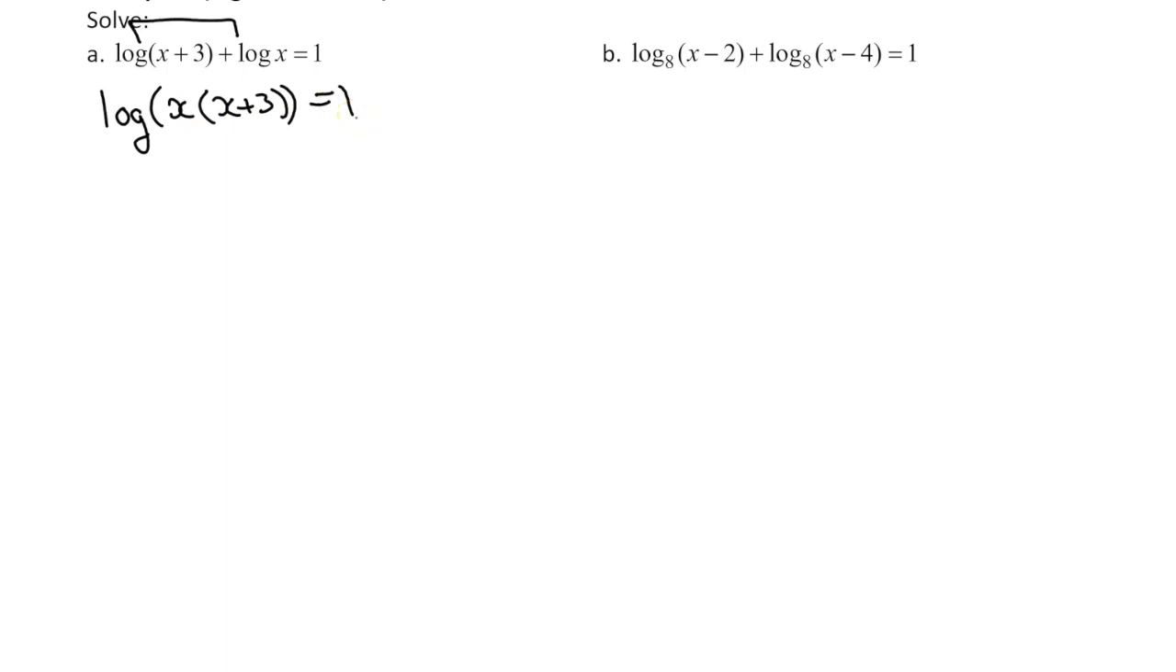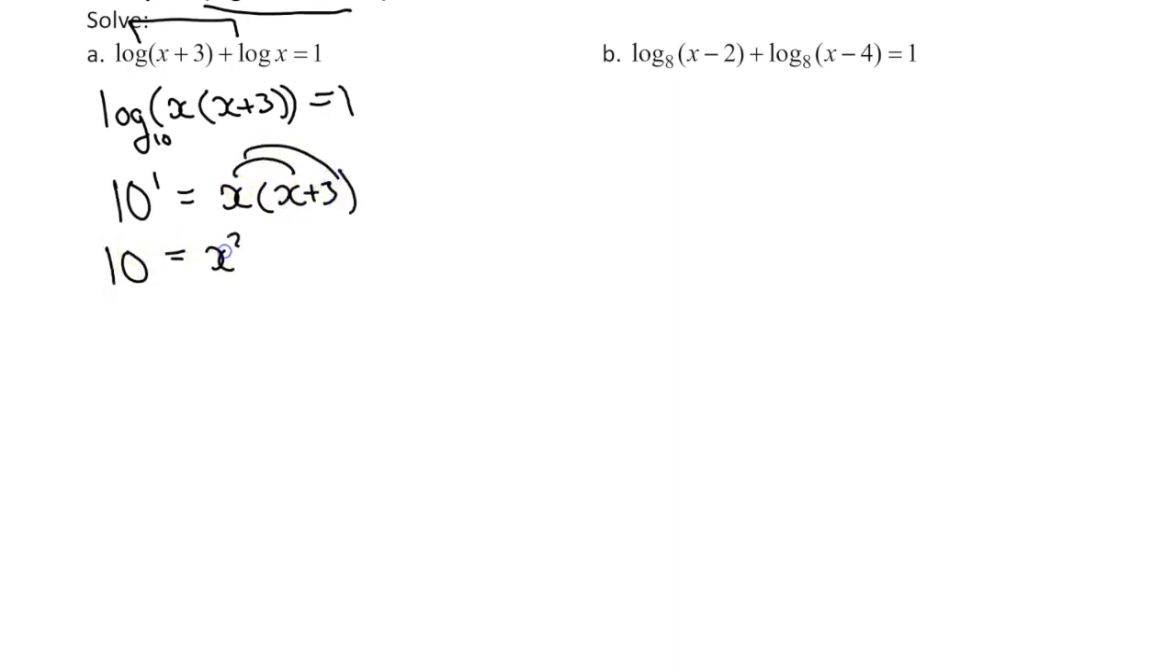And now that you have something like this, how could you solve for x? Well, you have a single log. We have logs on one side. There's a base of 10, and whenever you have a single log, you can put it into exponential form. 10 to the power of 1 is going to equal x times x plus 3. 10 is going to equal x squared plus 3x.